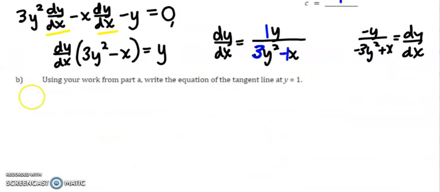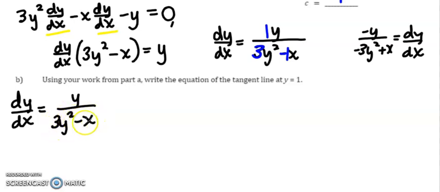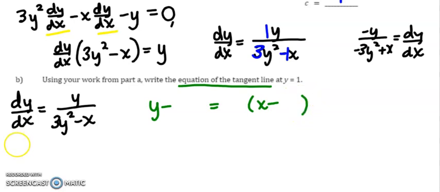Next thing then, using your work from part A. Well, what was all my hard work in part A? It was finding that the derivative is equal to y over 3y squared minus x. I'm supposed to write the equation of a tangent line. As soon as you see this, you want to set up point-slope form, which means that I need a point and I need a slope.